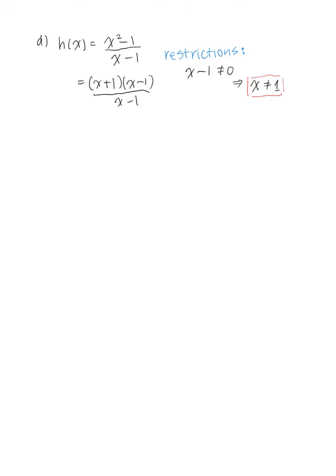Now, what is going on here? Do you see that we can cancel out the common factor, which is x minus 1? So if I did that, then let's look at our answer. This is just going to be x plus 1. Now, isn't that a polynomial of degree 1? And do you remember what the domain for all polynomials is? It's always going to be all real numbers.